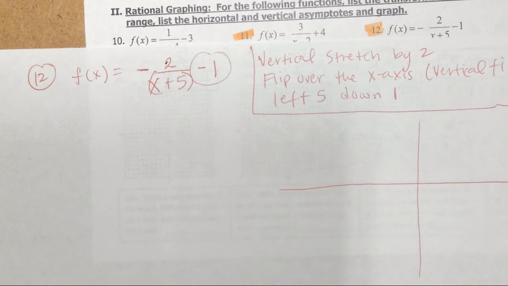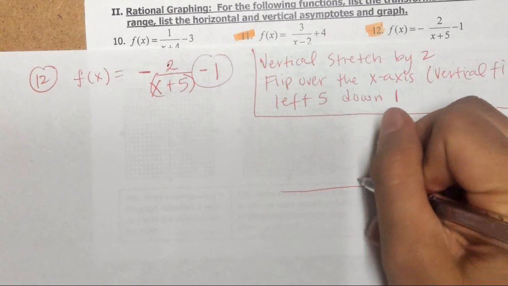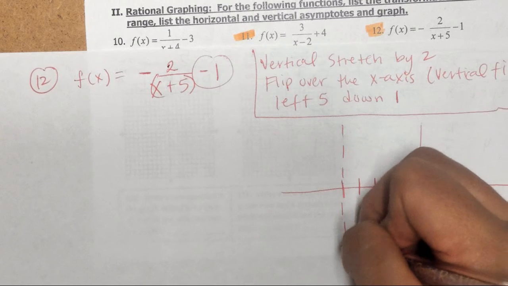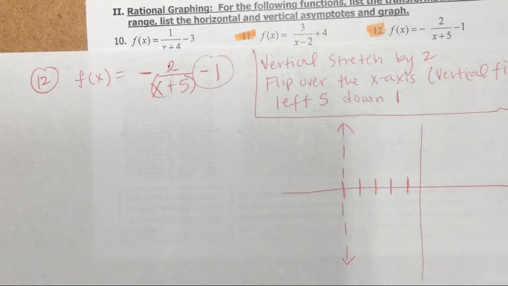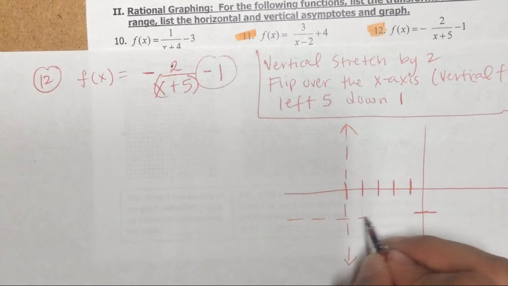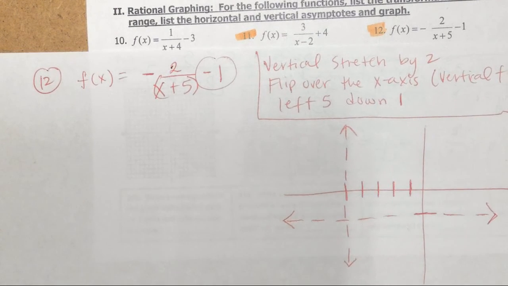So I'm going to go left 5. So 1, 2, 3, 4, 5. So this is my new asymptote. And I'm going to go down 1. So here's my new asymptote. There it is. Now, vertical stretch, right? It's not going to change the domain and range. So I'm just drawing a sketch.